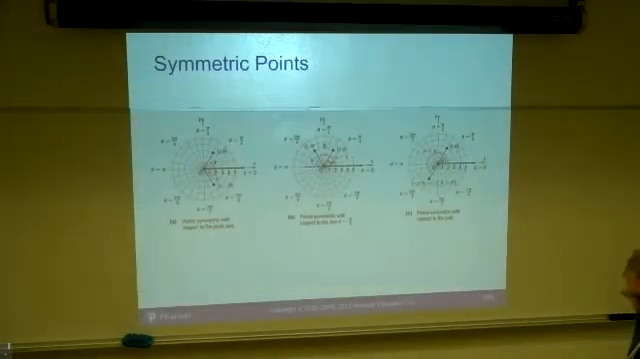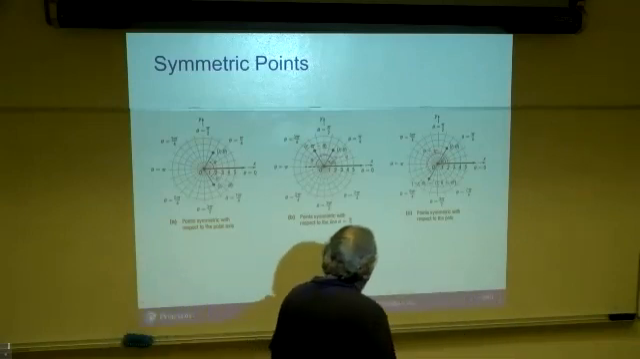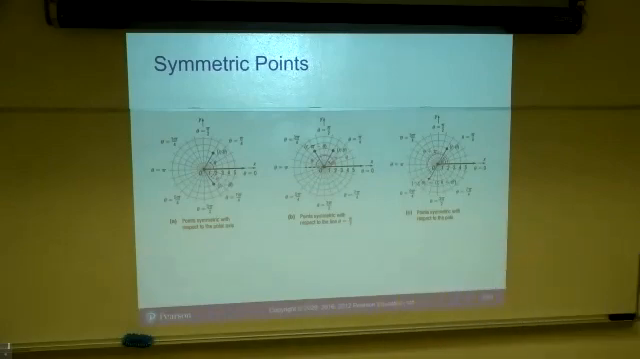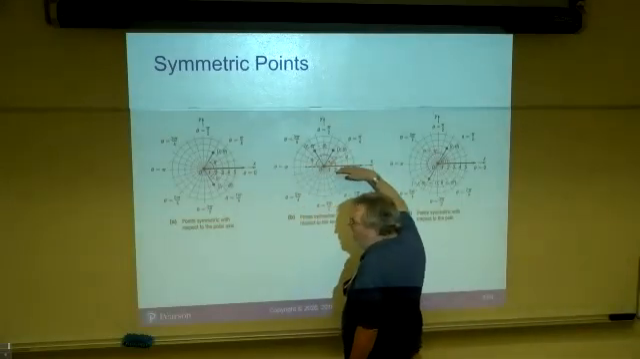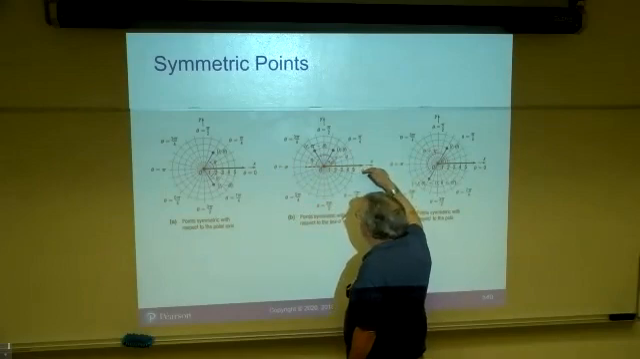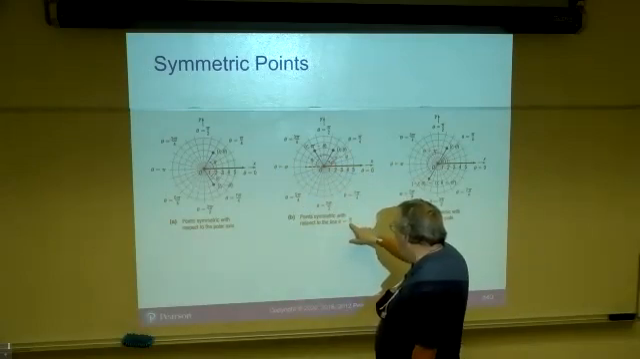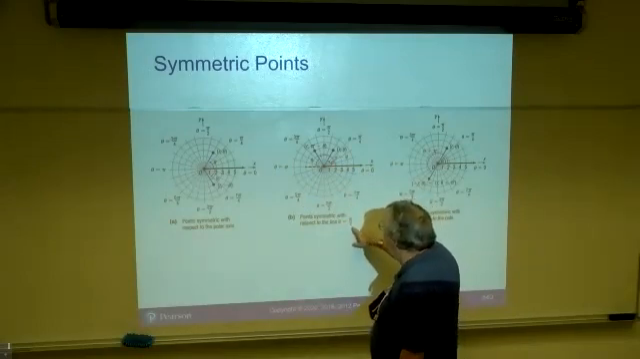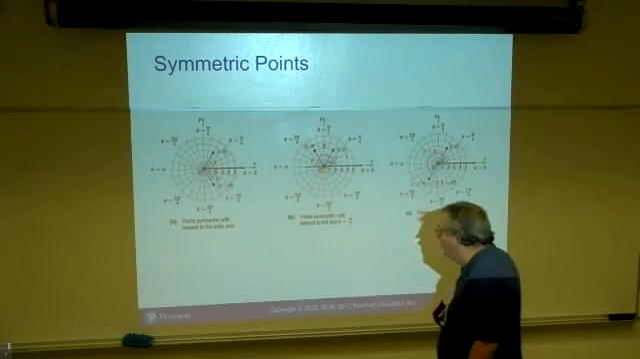Now we talk about symmetry. We have 3 situations to look at as far as symmetry is concerned. Are the points symmetric? Is it symmetric with respect to the polar axis, which is the horizontal line, y equals 0? Is it symmetric with the line theta equals pi over 2, which is the y-axis, x equals 0?